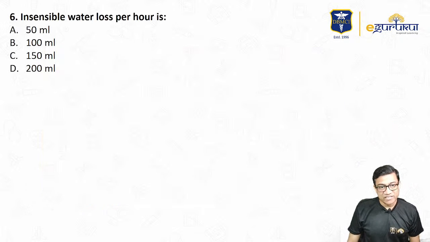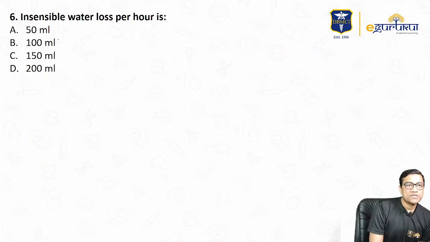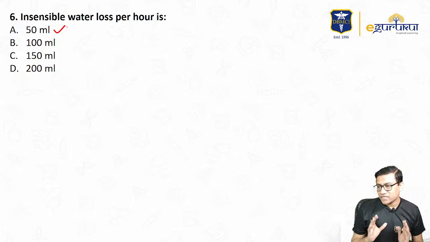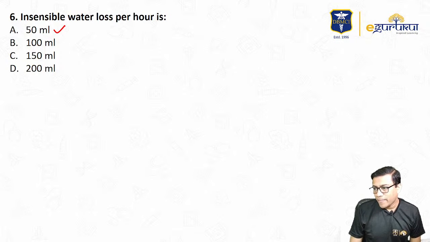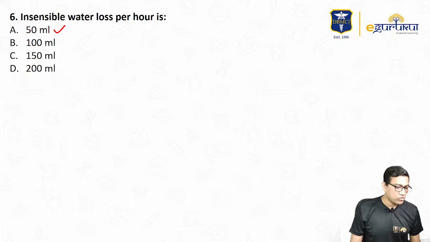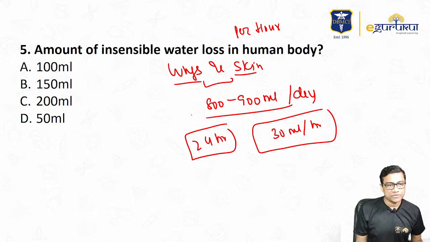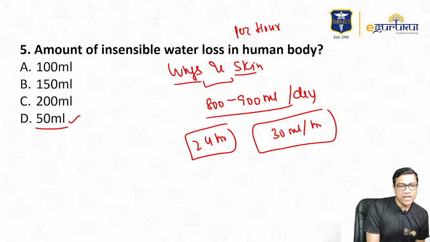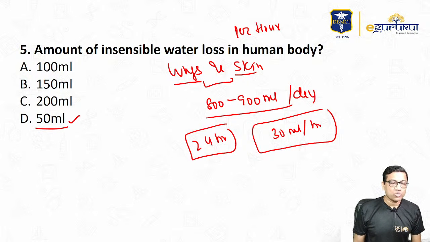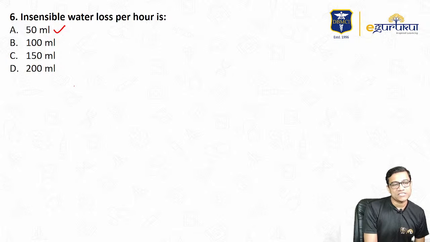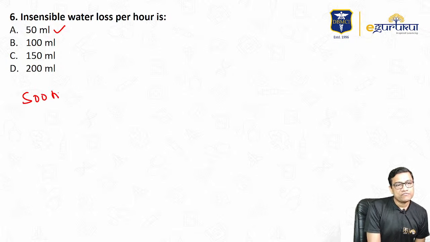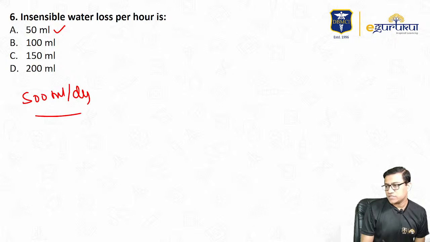So the answer I think will go with how much? 50 ml per hour is a better answer out of all of these. Okay. Clear? And total value, if they're asking, we'll go for 800, 900. So I don't know the options, but if I take per hour, I'll take 50 ml. If they're giving total value, I'll go with 800 or the highest value. Some say 500. So 500 ml per day will become the answer.